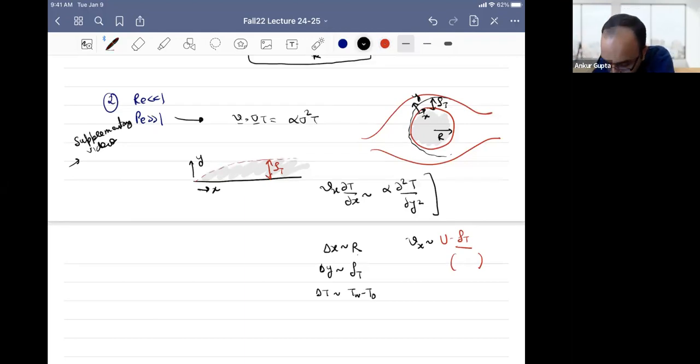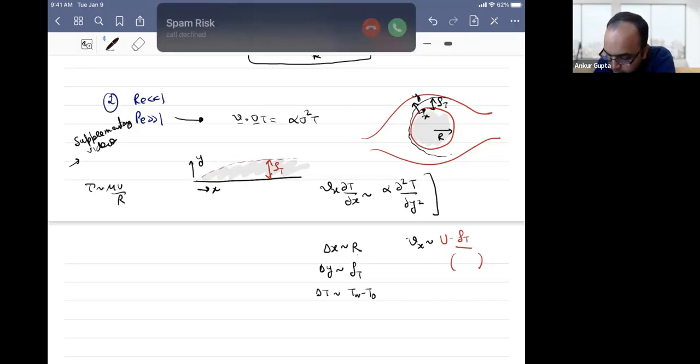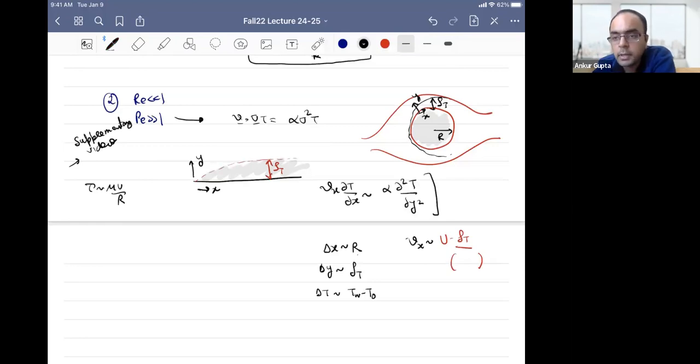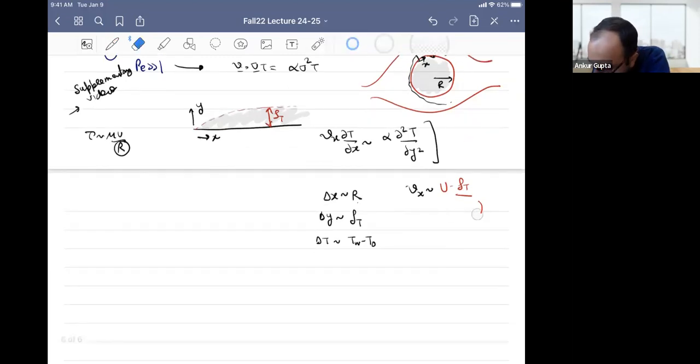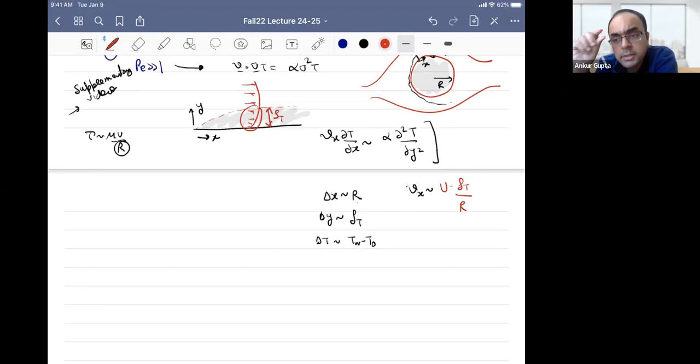So remember that when you did your tau in your class, in your homework as well, you get a mu u by r, where r is the radius because this is the boundary layer thickness. So essentially you get u delta T by r. That is the only thickness, because the velocity will be 0 here and then it will decay on the length scale of r, but I am very close to the surface because for heat transfer, that is the region I am interested in. So it will be u delta T by r.